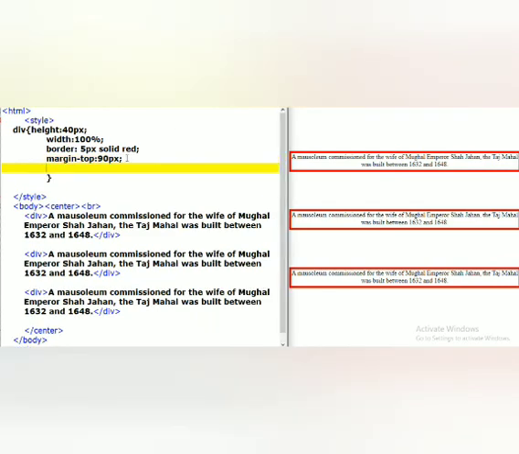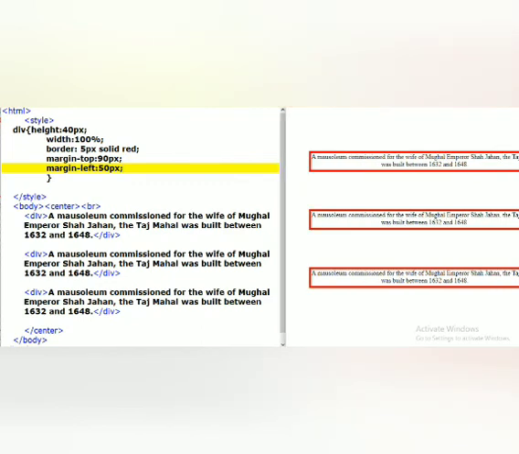Next I will apply margin-left. So here what I will do, 50 pixels I will apply. Save this and refresh here. You can see left side it is applying 50 pixels, top it is applying 90 pixels. Right side and bottom it is not applying any margins here. So like this you can use margin property in an HTML program.